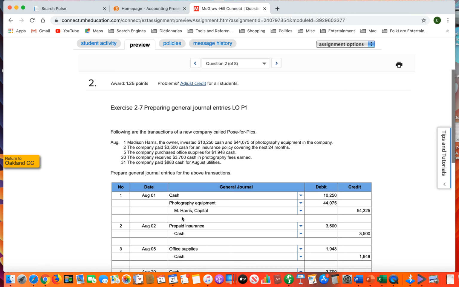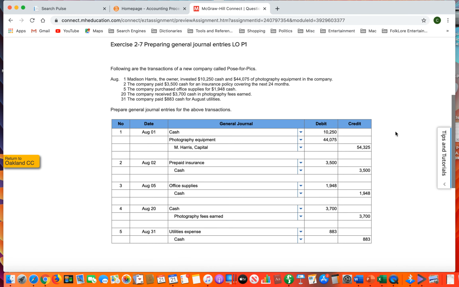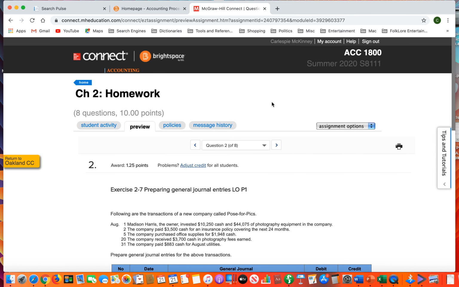And notice how they skip a line between entries. Now, I don't require you to write the explanation down. You don't have to write "investment by Harris, investment of cash and equipment." I don't need you to write down the explanation, but I need you to make it easier to read, to skip a line between journal entries, just as you see here. Okay, let's move to the next one.